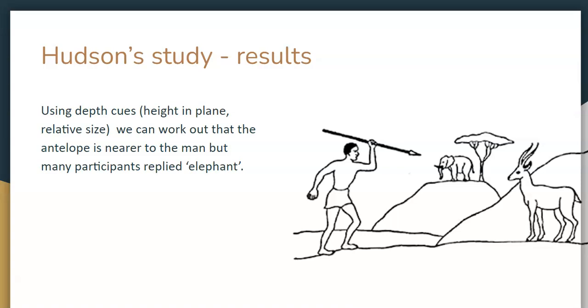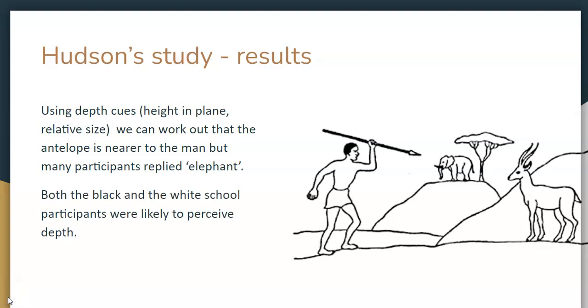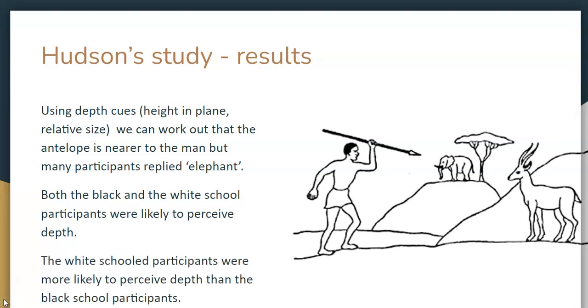Using depth cues, height in plane, relative size, we can work out that the antelope is nearer to the man. But many of the participants in this study replied the elephant was nearer. So both the black and the white school children were more likely to perceive depth. They could tell that the antelope was closer. But the white school participants were far more likely to perceive depth than the black school participants. So a few findings of the study there.